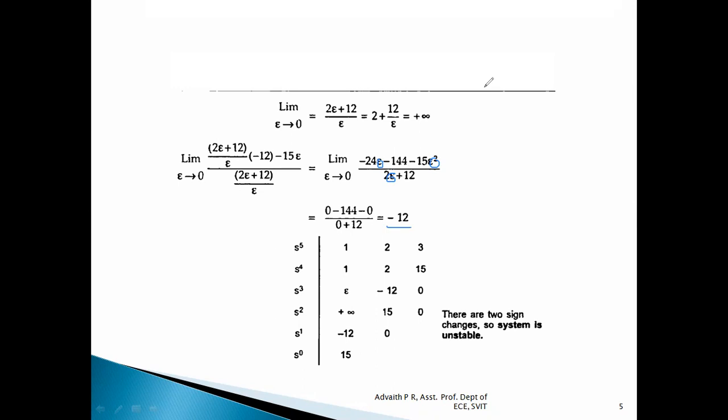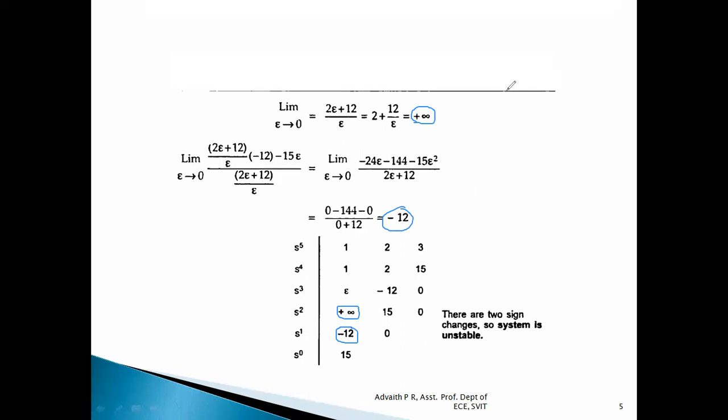So based on that, whatever values we have got, we are substituting in our routh array. In place of h to the power of 2, the first element we have got is plus infinity. We have replaced that with plus infinity. Next, we have got minus 12 over here. So the minus 12 is placed beside h to the power of 1 as the first element there.